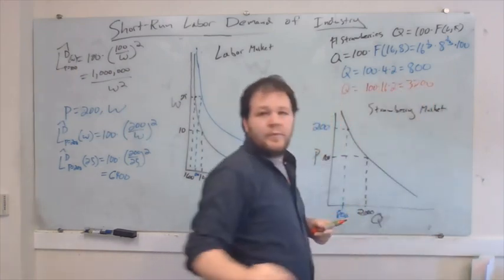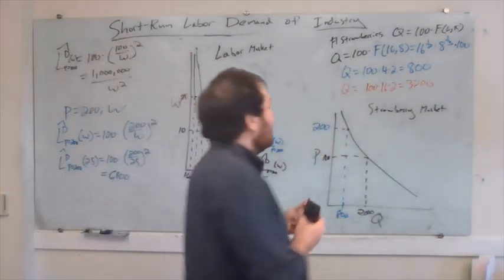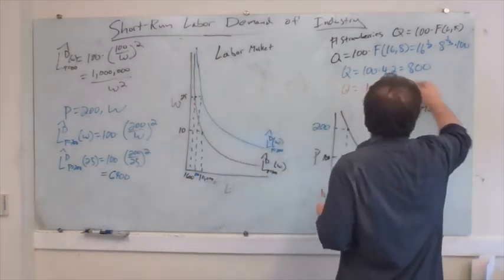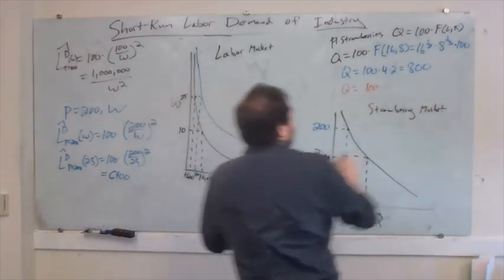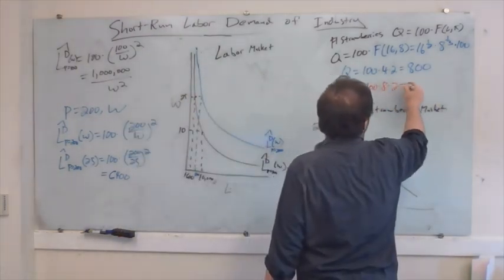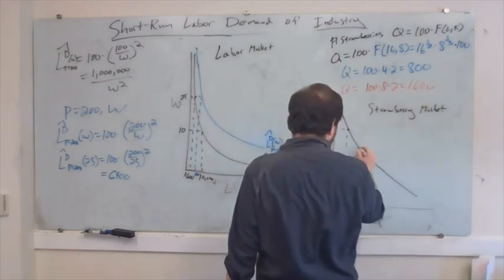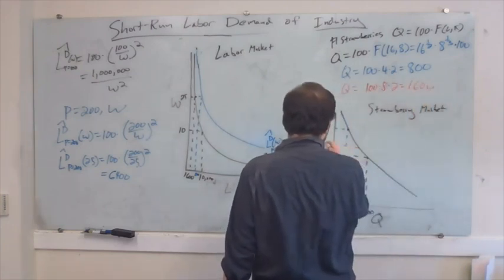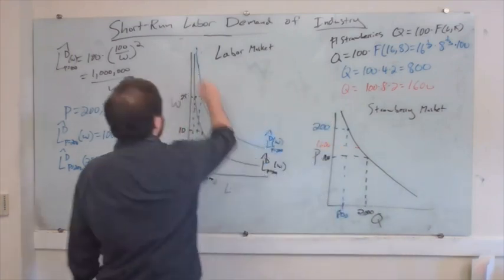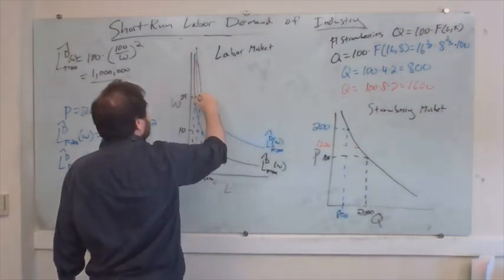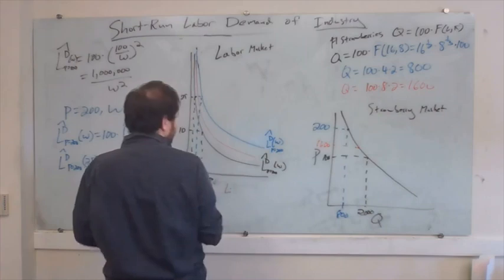No. I don't know what I'm thinking here. The square root of 64 is in fact 8, right? 100 times 8 times 2, so we'll end up with 1,600 strawberries. Right, which means that we'll shift down our demand curve, and we'll end up shifting our labor demand down again, because we'll lower our price.